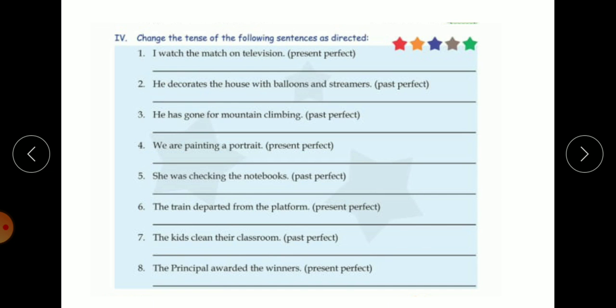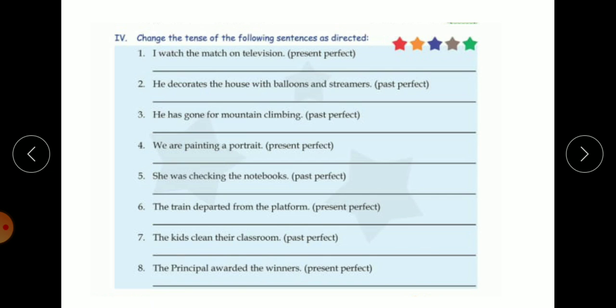Now coming to the fourth exercise, change the tense of the following sentences as directed. Now children, in brackets you can see somewhere it's written present perfect, somewhere it's written past perfect. So it's a mixed exercise of present and past perfect. Now if the sentence is given and you have to change it into some other tense, then what is the first thing you have to do? Find out the verb in the sentence. Then you already know how to form present perfect and past perfect. You know in perfect tense, whether it is present or past, we have to use the third form, that is the past participle form of the verb.